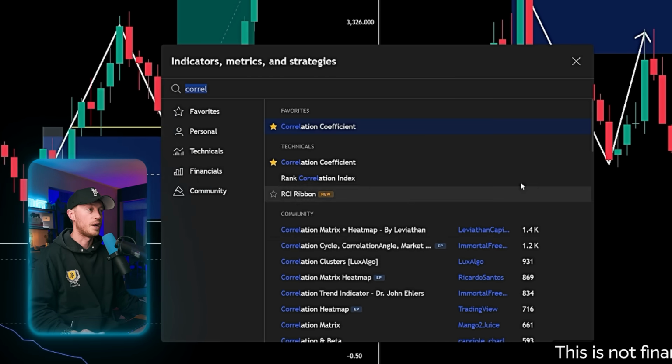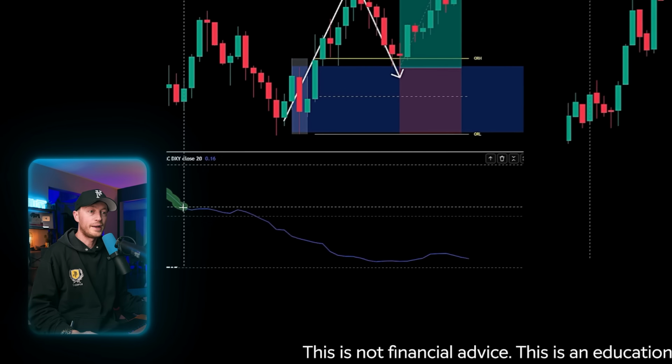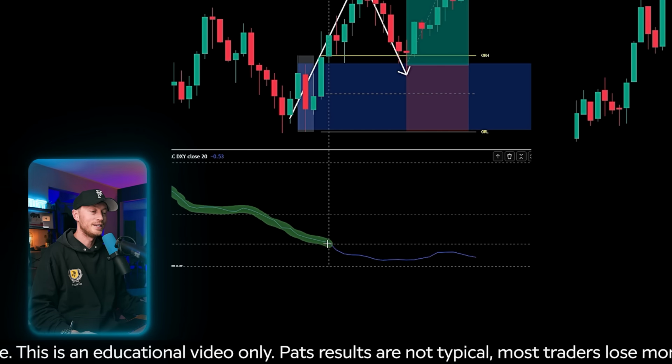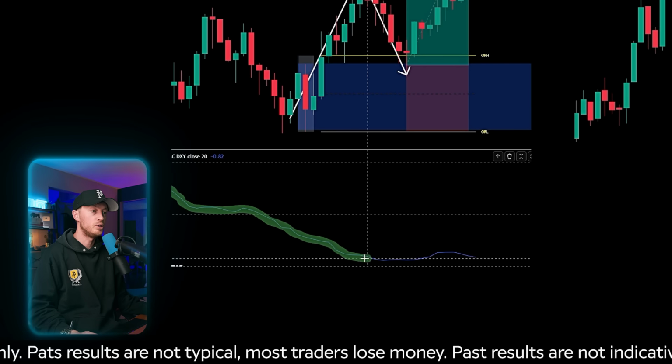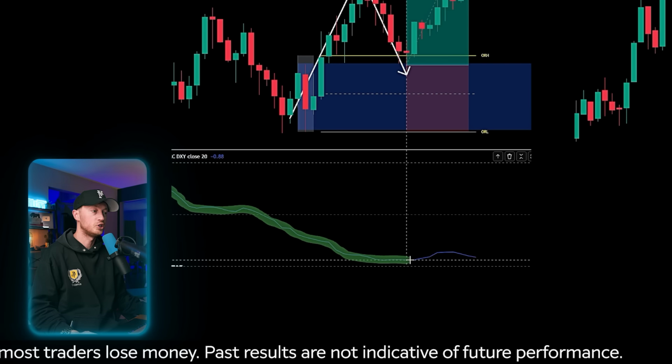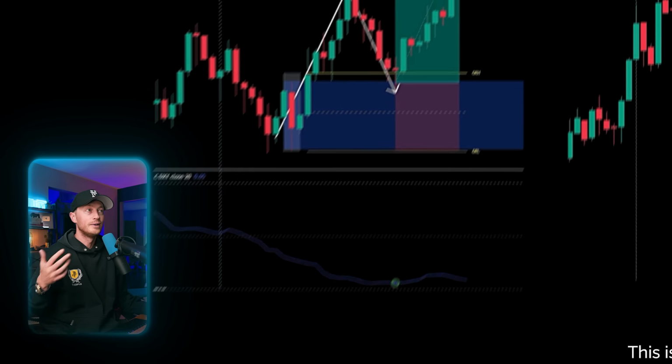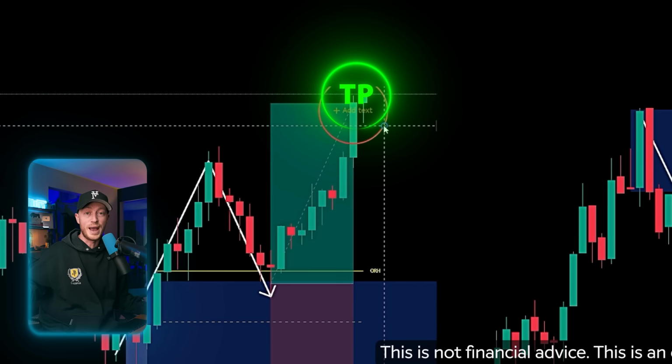Then click apply. Now you can see this blue line right here, and basically what this blue line is telling us is that the closer it is to the bottom of the chart, the closer it is to -1, the higher that negative correlation is. So in our example right here, we're at a -0.88 at this level right here where we are entering the trading position, which is absolutely perfect. We know the negative correlation is high, and we already know the result. We smash the take profit.